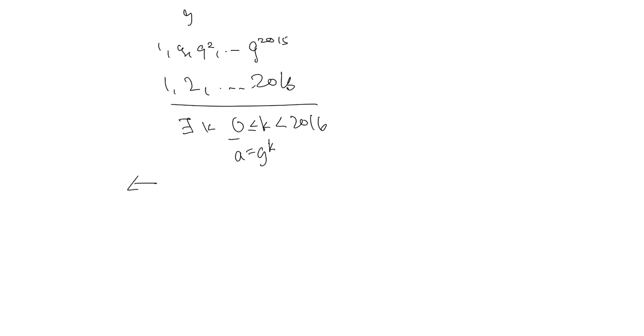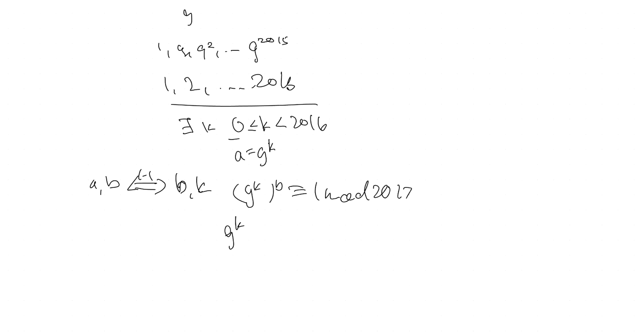One-to-one correspondence between A and B and K and B. So now if we substitute that, we get g to the kth power to the Bth power is congruent to 1 mod 2017. And so g to the k B power is congruent to 1 mod 2017. Does everybody understand this step?